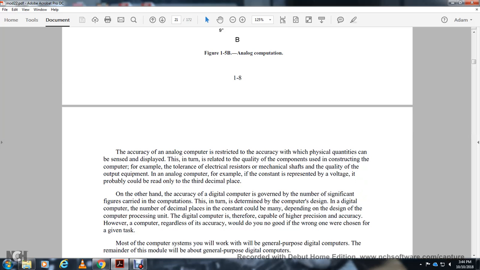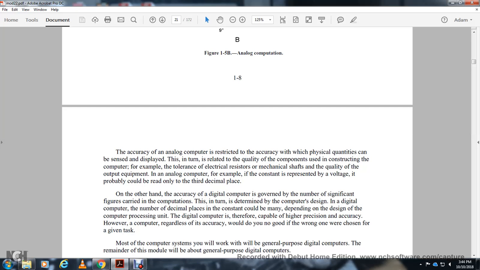On the other hand, the accuracy of the digital computer is governed by the number of significant figures the computer handles. Everything computed is determined by the computer design. In the digital computer, the number of digits could be many, depending on the design of the computer processing unit. Digital computers are therefore capable of higher precision and accuracy.